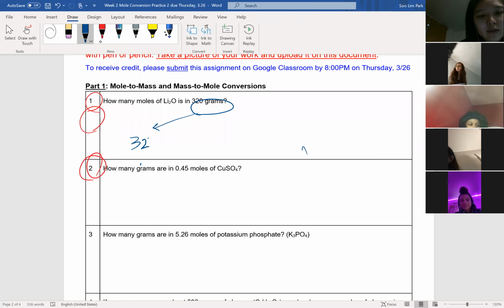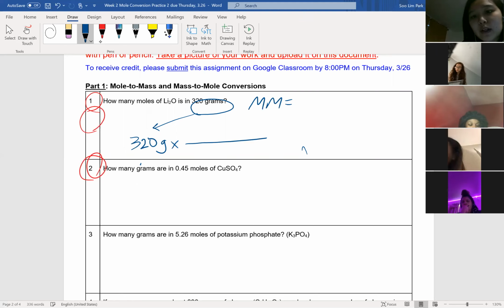320 grams. And the molar mass of lithium oxide, I got 29.8 grams per mole.